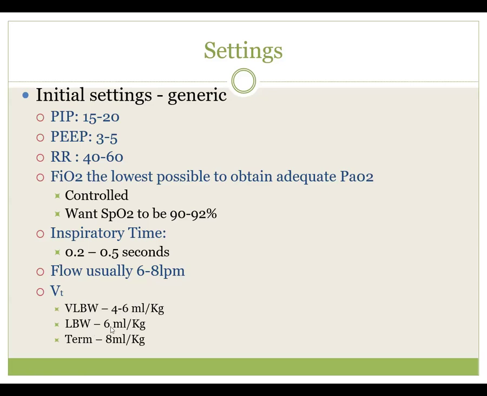Low birth weight babies, 6 milliliters per kilogram, and term babies, 8 milliliters per kilogram. So now you can see, if we're trying to give a 6 milliliter breath, it's kind of hard for the ventilator to measure that. And that's why we do a lot of pressure ventilation in neonates.